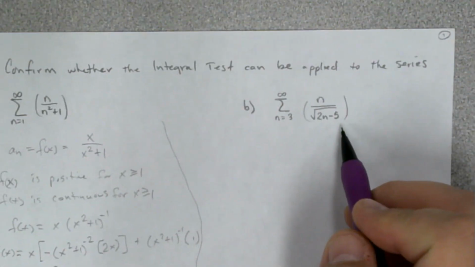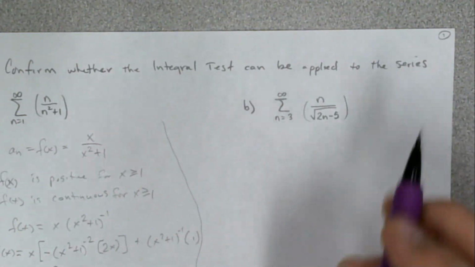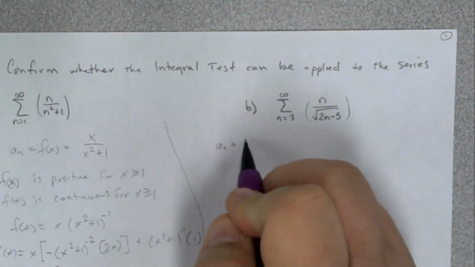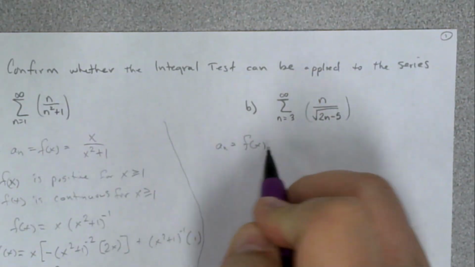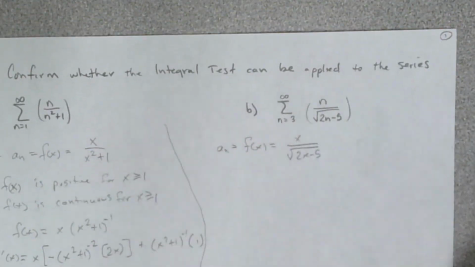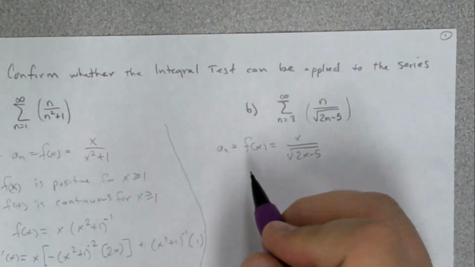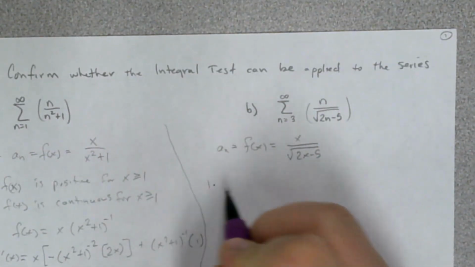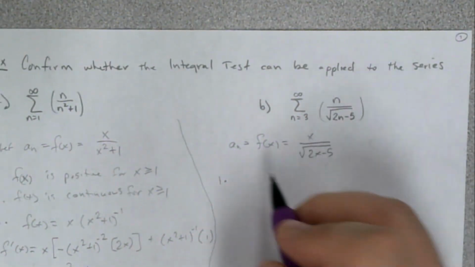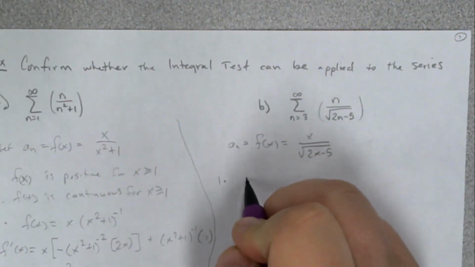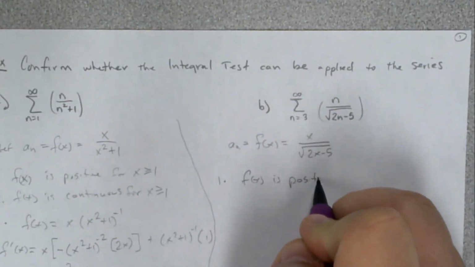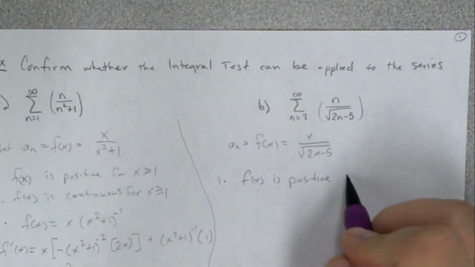Here's another example. We do the same process again. So we have a sub n, which is going to become f of x, which is going to be x over the square root of 2x minus 5. Now, we need to find that this is going to be positive. Is there a number that will guarantee this to be positive for every x after that? That's what we're looking for. So f of x is positive, for what?